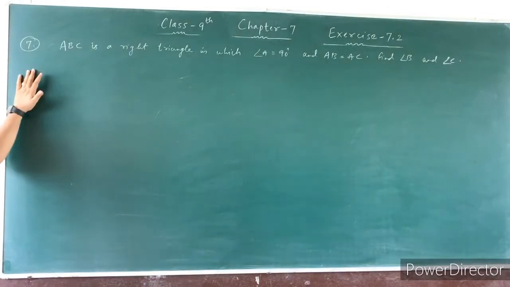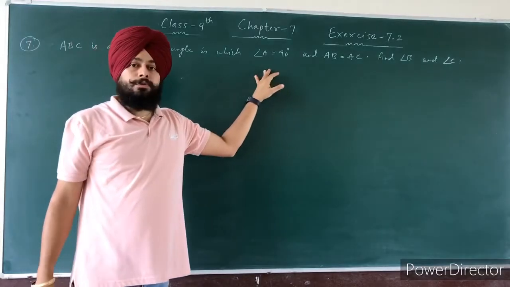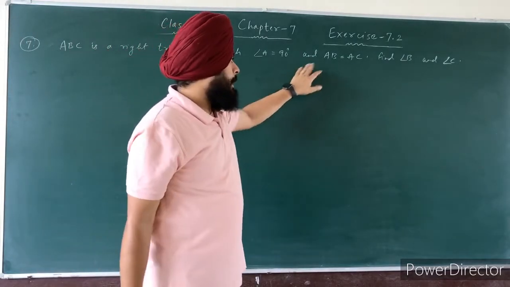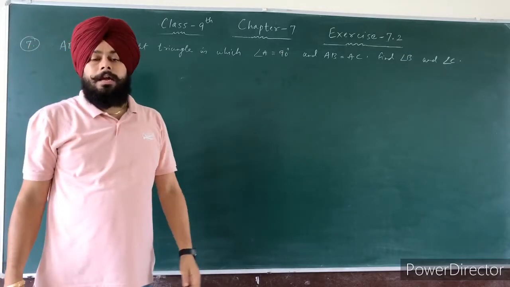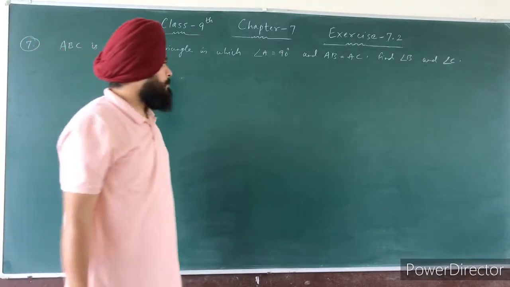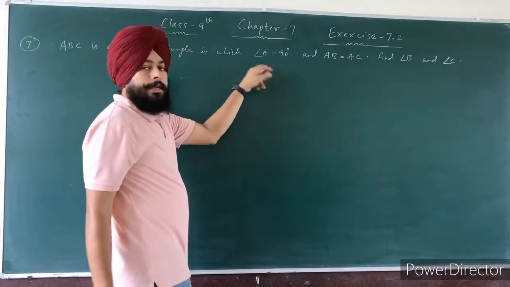Next, this is your question number 7. ABC is a right triangle in which angle A is equal to 90 degrees and AB is equal to AC. We have to find the value of angle B and angle C. So first of all, you can draw a right triangle with the right angle at point A.